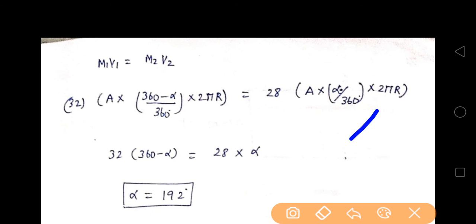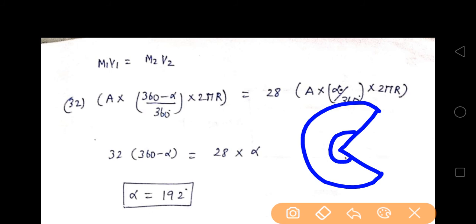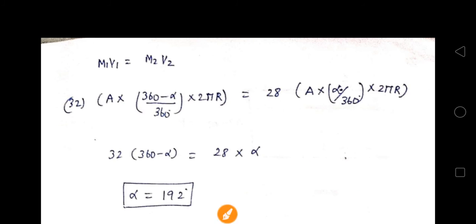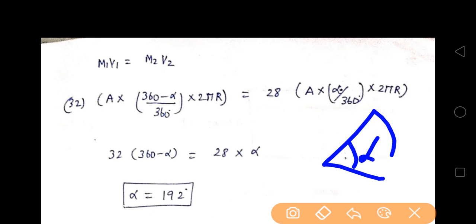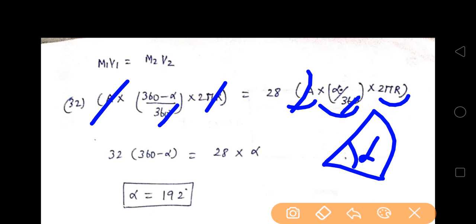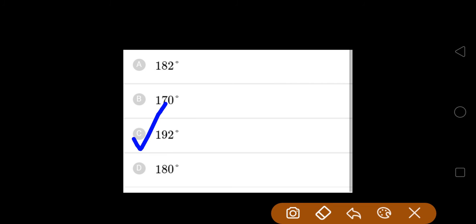So for part 1, the angle is 360 minus alpha, so 360 minus alpha by 360 into 2 pi r. And for part 2, this is alpha, so alpha by 360 into 2 pi r. A means cross-sectional area is the same for a ring. A cancels, 360 cancels, 2 pi r cancels. 32 into 360 minus alpha is equal to 28 into alpha. So alpha comes out to be 192 degrees. So for the 19th one, option C is correct.